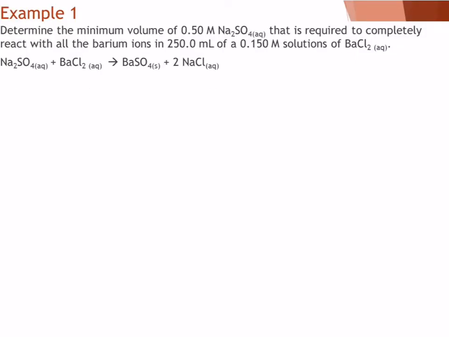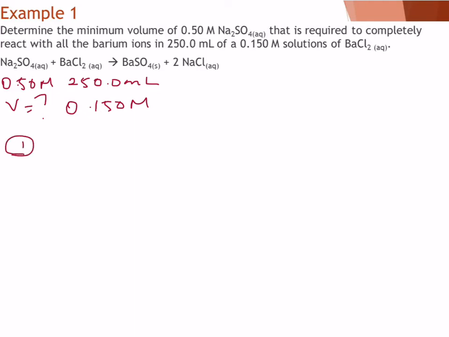So here's our first example. It's asking us to determine the minimum volume of 0.50 mole per liter sodium sulfate that is required to react completely with all the barium ions in 250 milliliters of a 0.150 mole per liter solution of barium chloride. So step one is always to find moles.